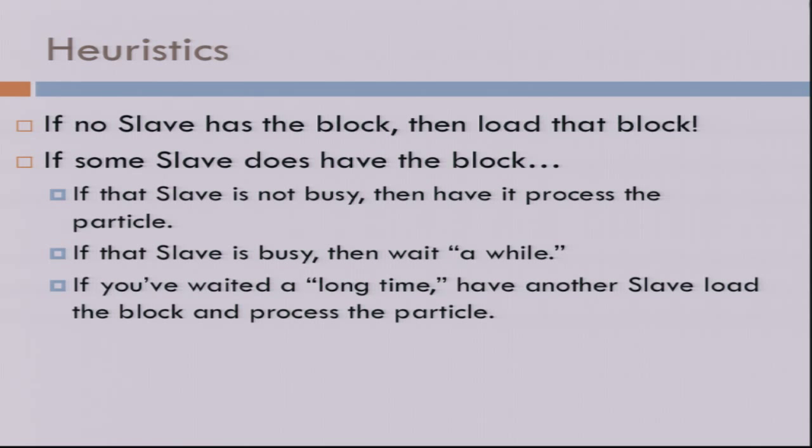And so here's the game plan. If you have a particle to advect, and the master is aware that no slave out there has that block, well, someone has to load it, and so tell that slave to load the block. If some slave has that block, and it's not busy, well, then certainly have that slave process that particle. But if the slave is busy, well, then maybe you want to wait a while, right? If you were to go and read the block right away, that would be similar to parallelize over particles. But we want to throttle down on our I/O if possible. And if you've waited a long time, then you have another slave load the block and process the particle.